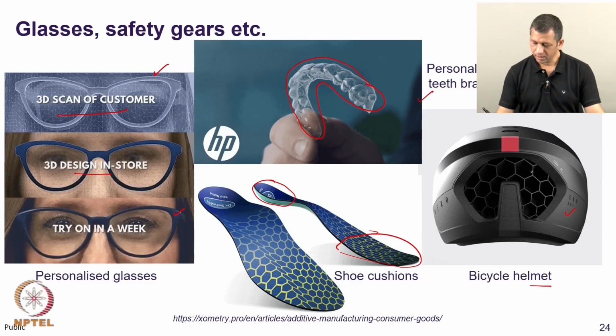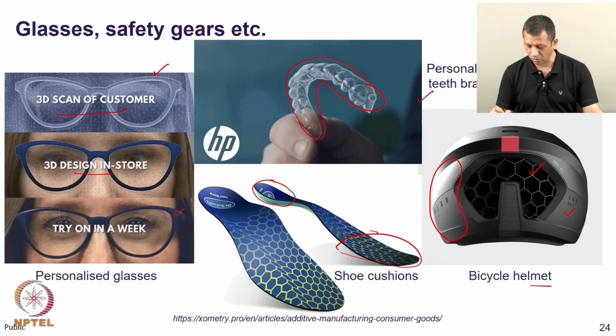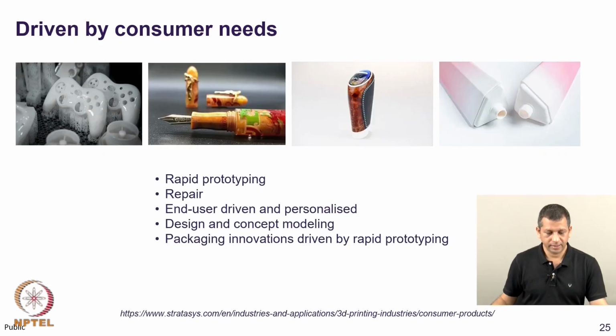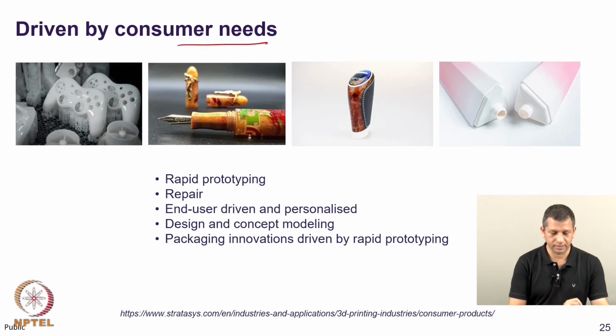For example, for better ventilation, this part can use complicated geometry so that there is good airflow. The other parts where better structural integrity is needed, some different material can be used, and also the type of geometry can be different as required. Additive manufacturing in consumer goods is driven by consumer needs.